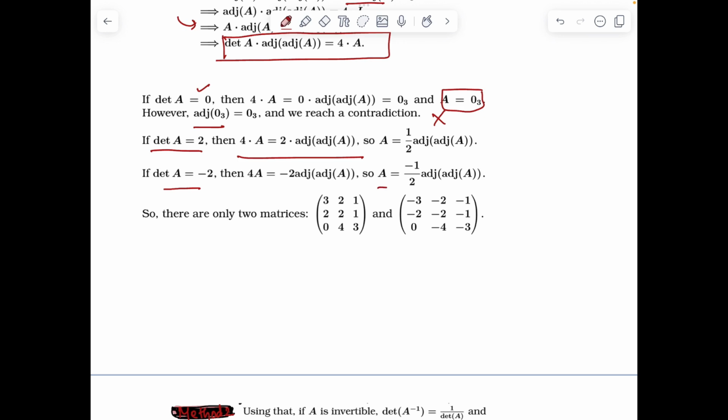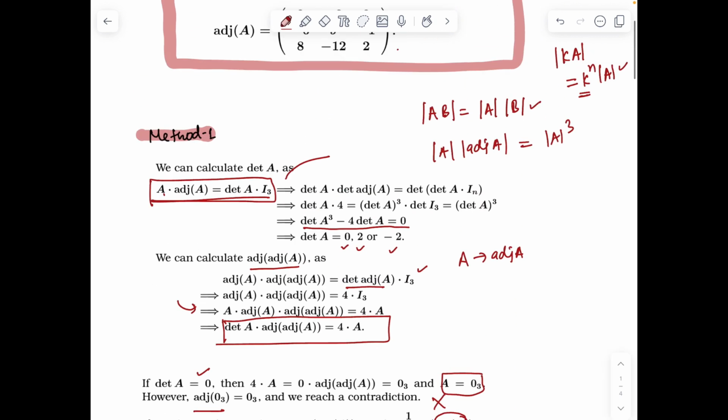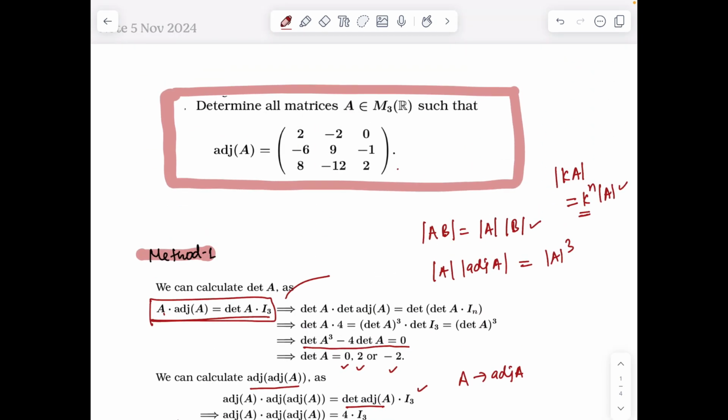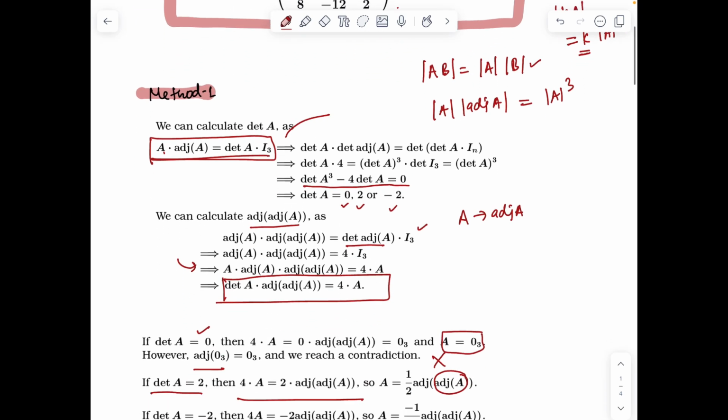Now since adjoint of A is a matrix which is given in the problem, we can easily calculate this, and we'll get two possible answers for this problem. So there are only two matrices which will satisfy this condition. Of course, they can ask you as cardinality, or number of elements in the set, in a multiple choice examination.